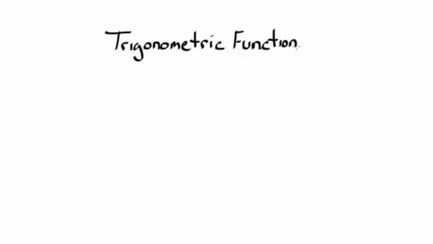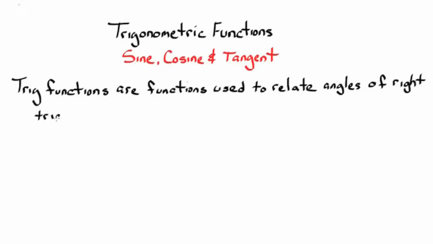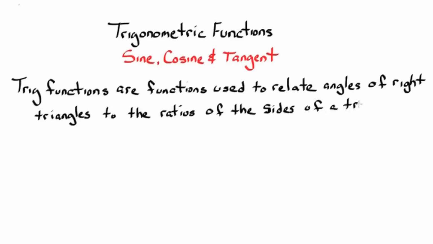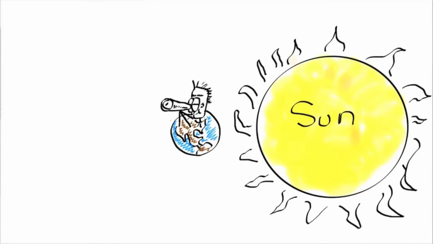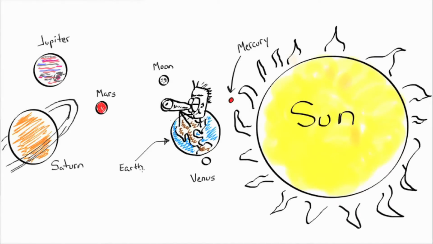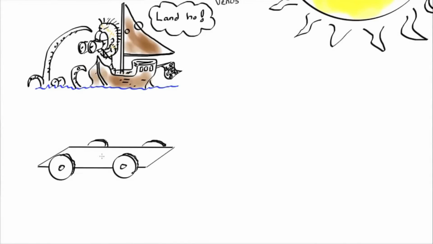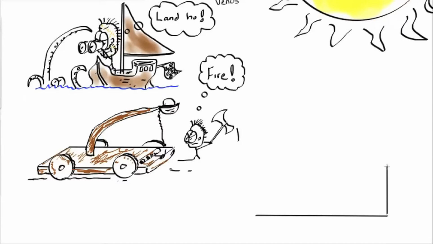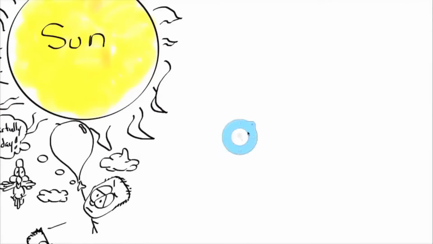Trigonometric functions: sine, cosine, and tangent. The trig functions are functions used to relate angles of right triangles to the ratios of the sides of the triangle. It was first developed for astronomy 2,000 years ago by Egyptians, Babylonians, and Greeks to describe the paths of the 7 recognized planets. Trigonometry goes well beyond space. It has applications in navigation, engineering, physics, and meteorology, just to name a few.